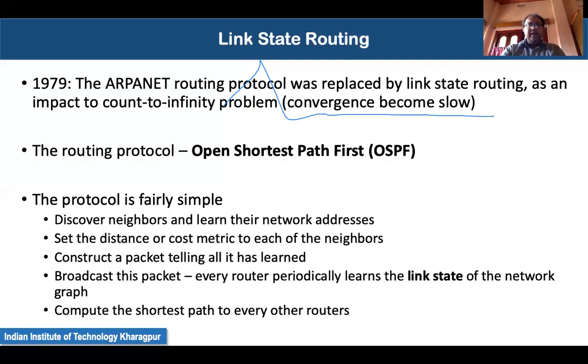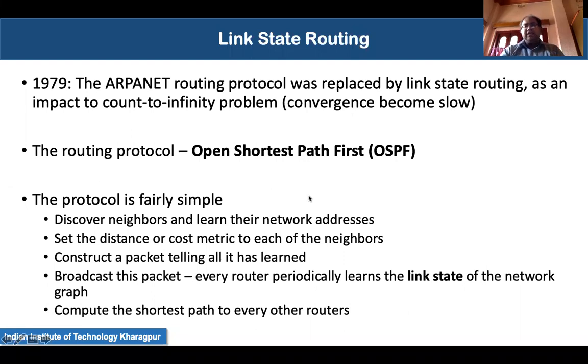So that is why we move from the distance vector routing protocol towards the link state routing protocol, as I was mentioning earlier. The distance vector routing protocol doesn't work in an autonomous system which has more than 15 routers. So that is why we move towards the link state routing protocol.